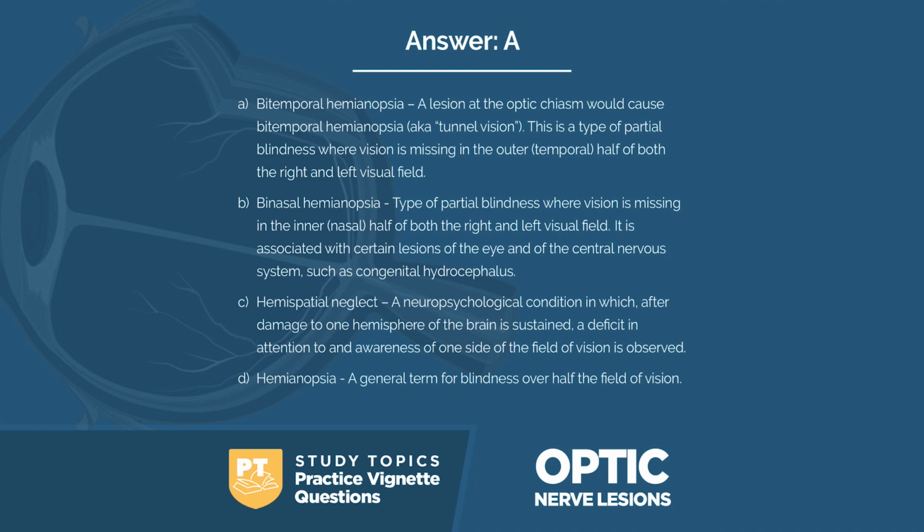So if you take your eyes, the inside is called the nasal field and the outside is called the temporal field. So if you've lost the temporal field, you will only have tunnel vision. So that is why A is the correct answer. I'm going to give you a second to review B, C, and D.